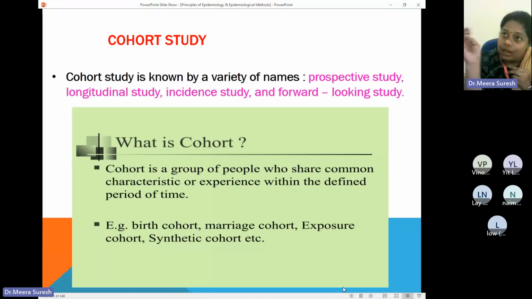And then, as the end result, when we do the analysis in a case control study, we end with a value which we call the odds ratio. After that, we go to the next type of analytical study, which is called a cohort study. The cohort study is known by a variety of other names: prospective study, longitudinal study, incidence study, and forward-looking study. Sometimes they may not use the word cohort in the exam. They may use any of these terms, just to confuse you.